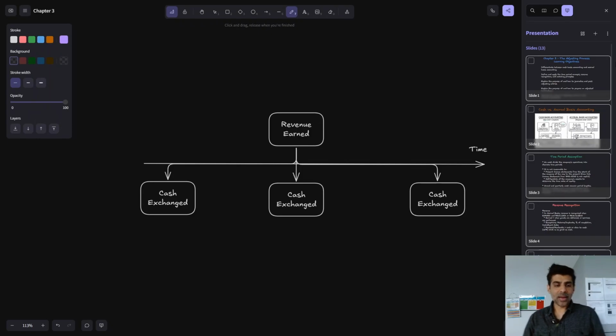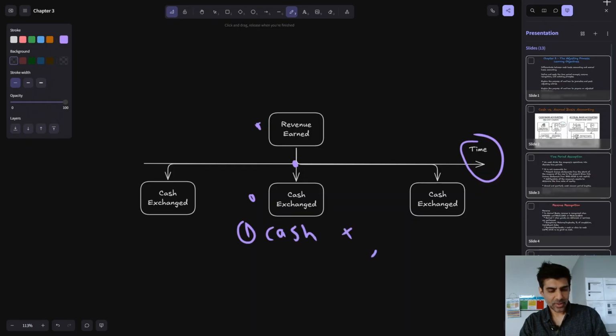So this little timeline, I think I'm going to do this quickly just to illustrate. So this is time, okay? This is the arrow of time. At this moment in time, this is when we've actually earned the revenue. There are some times where the revenue earned and the cash exchange are happening at the same time. So in this case, we can call this scenario one, we would just have cash as our debit and revenue is our credit, right? Pretty straightforward.